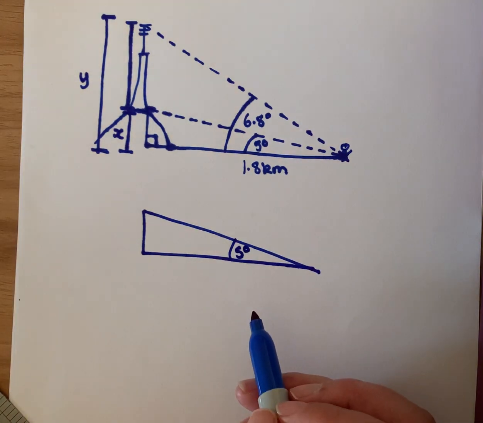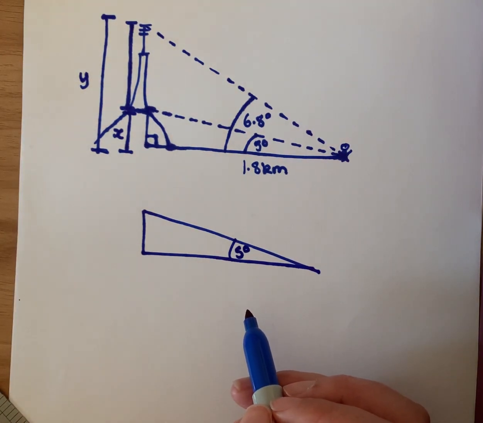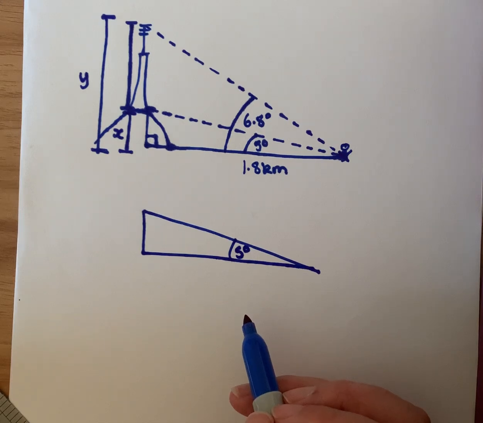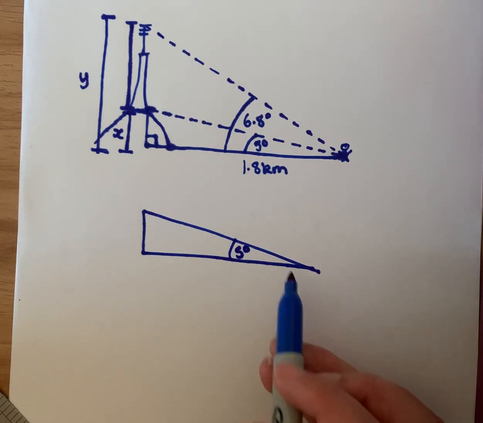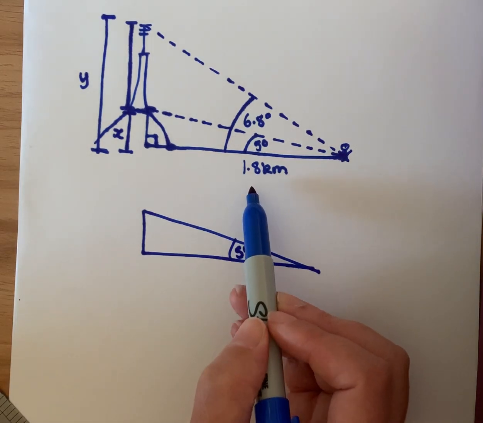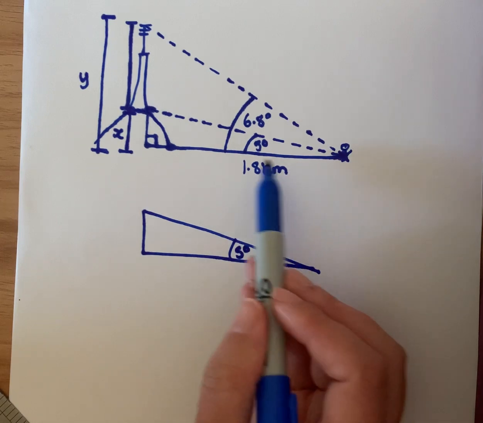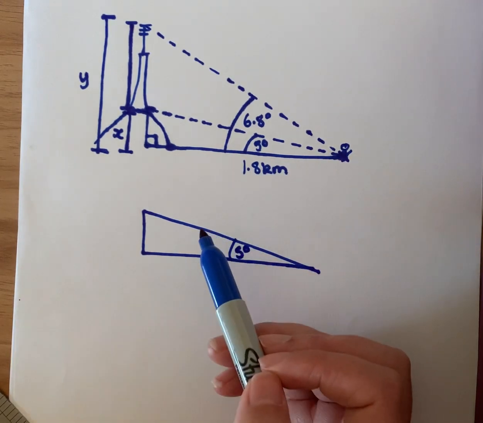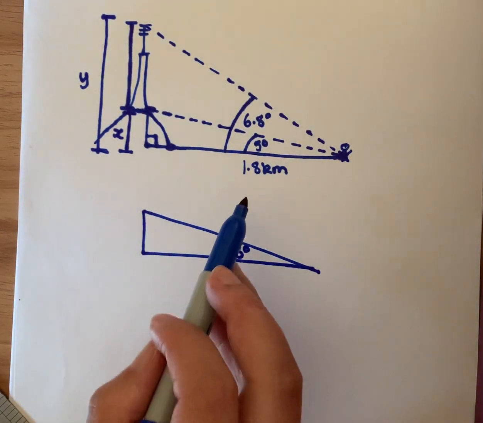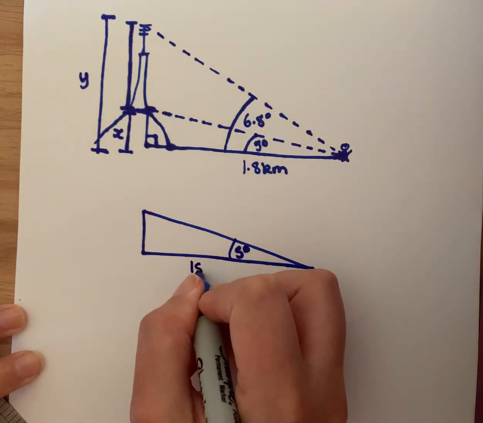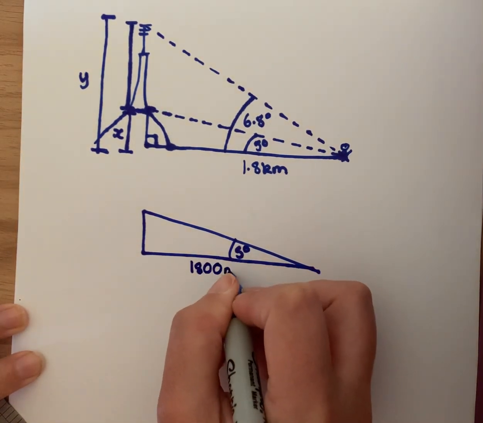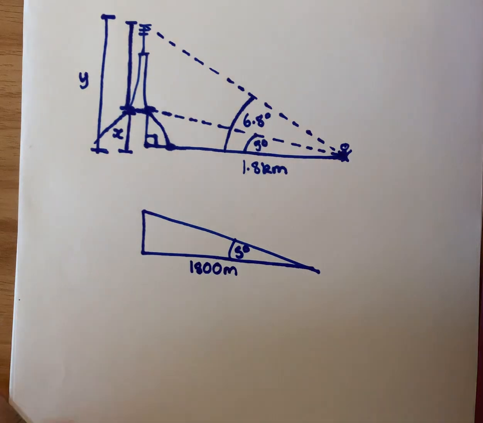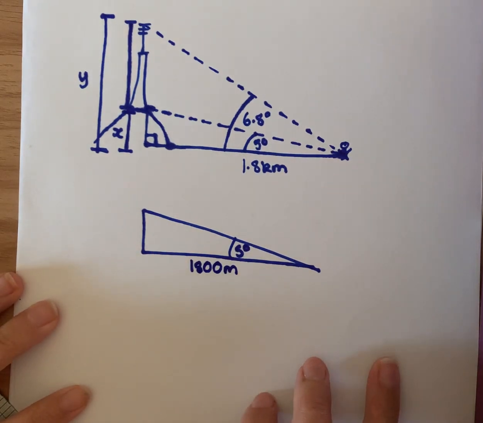However, the question says if the distance from the observer to the base of the hill is 1.8 kilometers, find the height of the tower to the nearest meter. So because it wants the answer in meters, I'm going to convert this to meters and just get that out of the way because we're going to be working in kilometers if we keep it as 1.8. So 1.8 kilometers, that's 1,800 meters. So I'm just converting to meters. I haven't actually changed any distances.